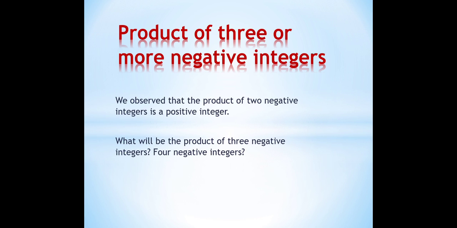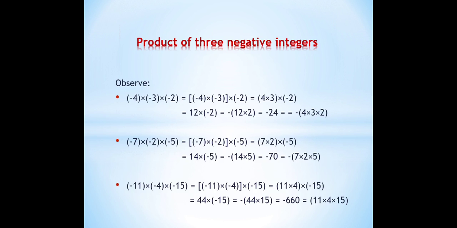Okay students, so we have seen multiplication of two negative integers. Now let us see the product of three or more negative integers. We observe that students, the product of two negative integers is a positive integer. Now what will be the product of 3 negative integers, product of 4 negative integers, 5 negative integers, product of 6 negative integers? Okay students, let us see.